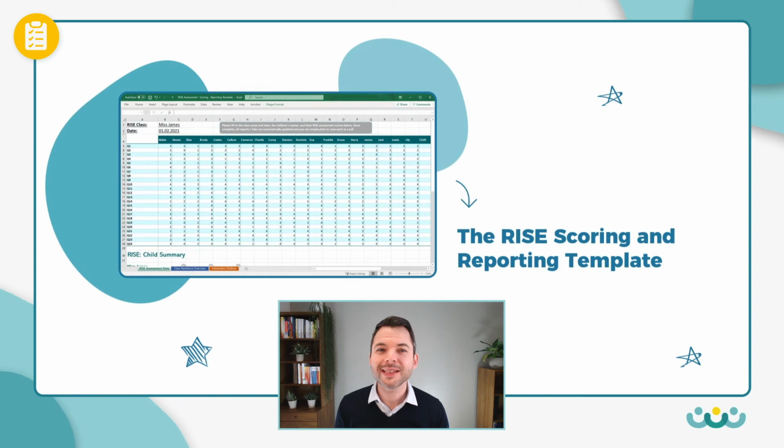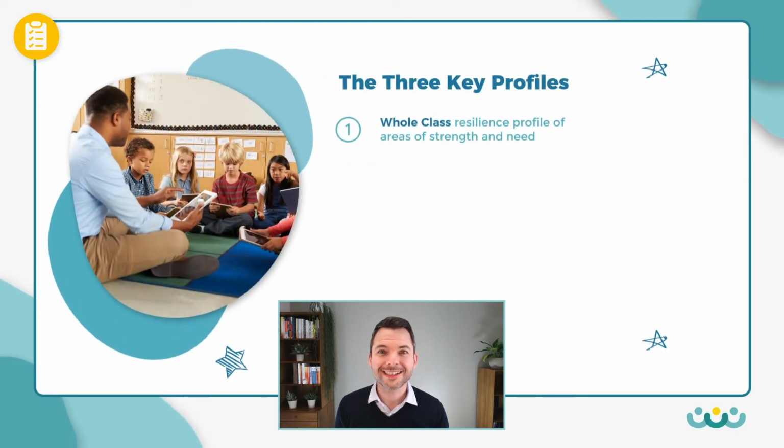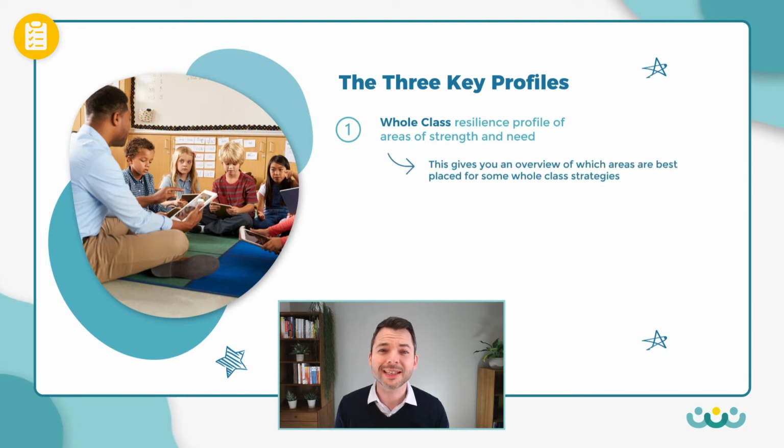Once complete, we can simply input this information into the RISE scoring and reporting template, and this automatically provides you with 3 key individual and whole class profiles. The first of these is a whole class resilience profile of their areas of strength and need, and that gives you an opportunity to really see which areas are best placed for some whole class strategies.